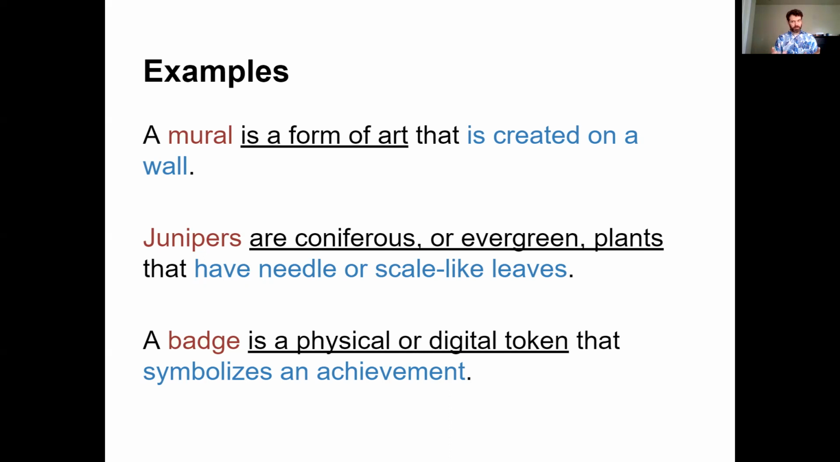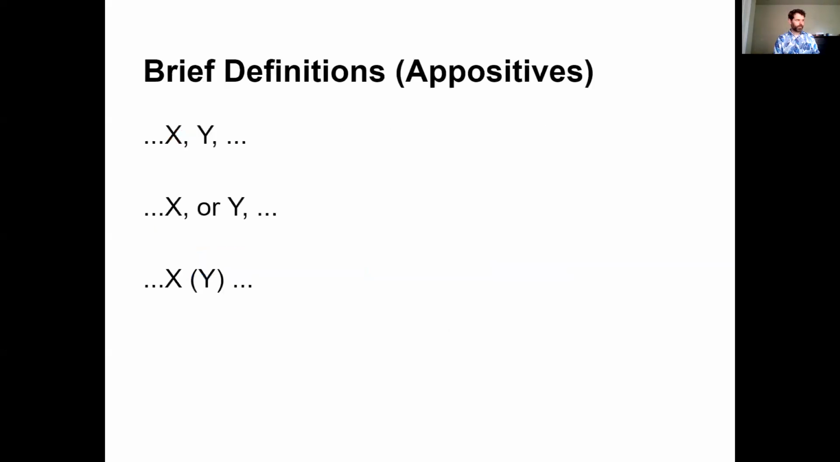A badge, this might be a new word, is a physical or digital token. A token is a general word that means some kind of representation that symbolizes an achievement. So a badge is a picture or an object that means we did something, we completed something. So we can see in each of these examples, we're connecting the new word with a word we already know, hopefully, and then explaining how the new word is different from the general class word.